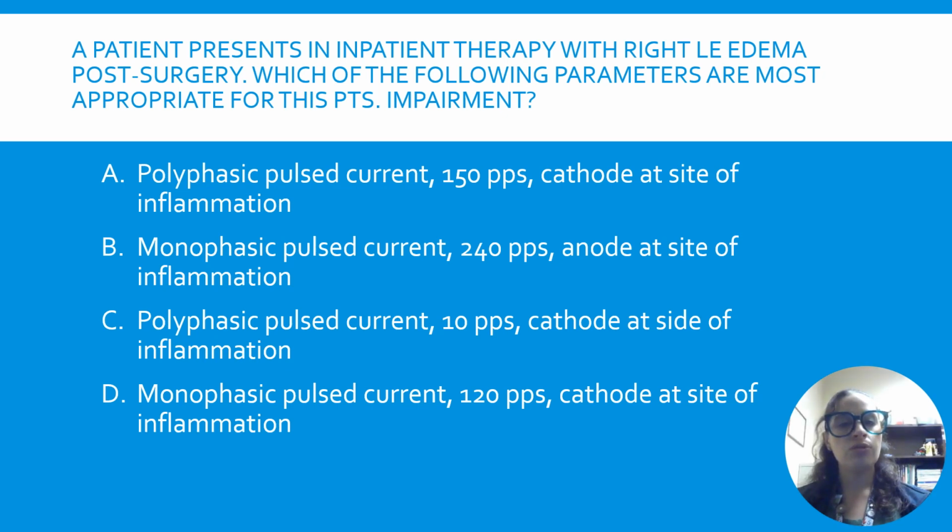So they give you the phase, monophasic, polyphasic. They give you the type of current. They all say pulse current, so that's a given. They give you a frequency, and then they give you a cathode with a polarity, okay? Now, two things stand out at me when I look at these options, right? What am I using for acute edema? And why are they giving me cathode and anode?